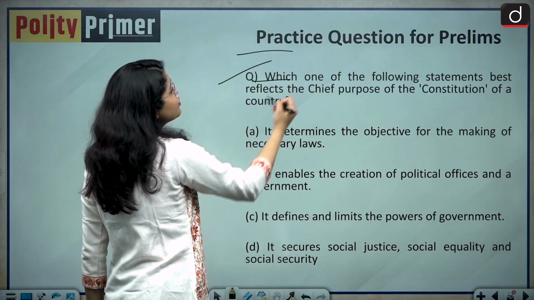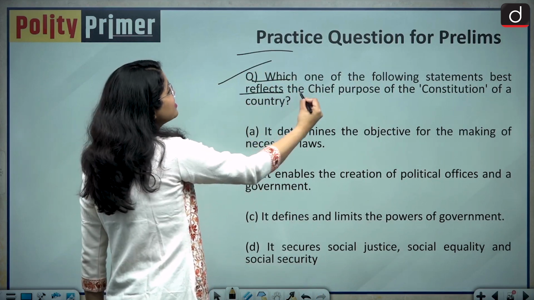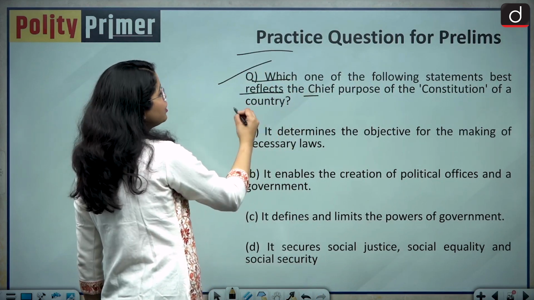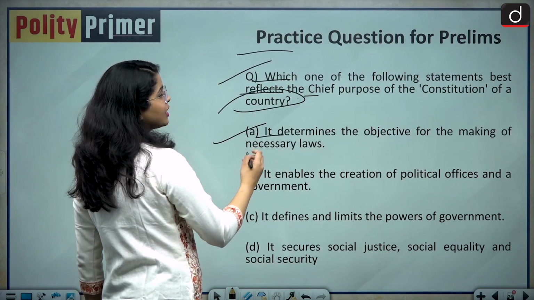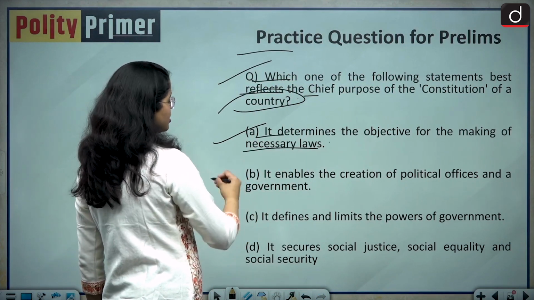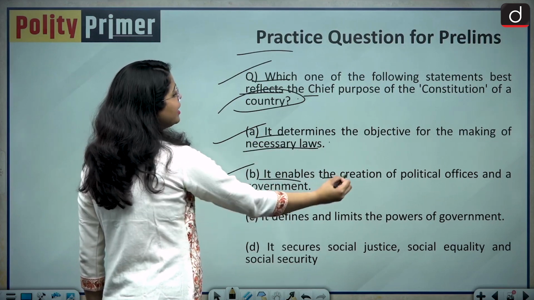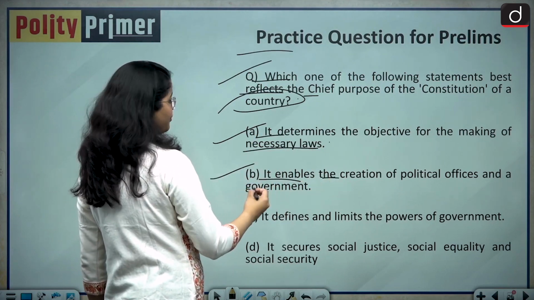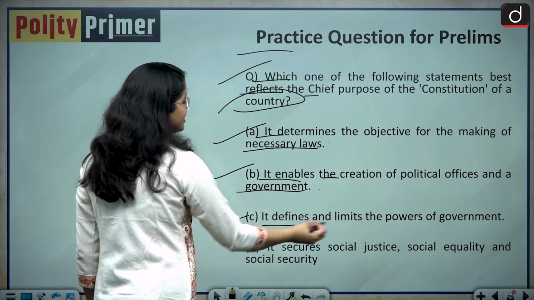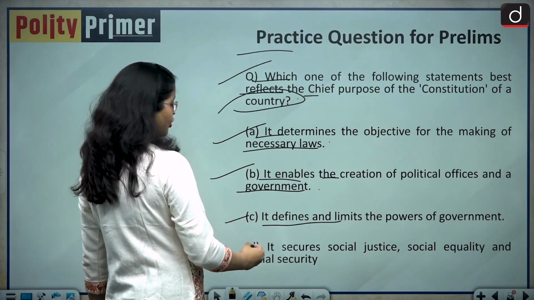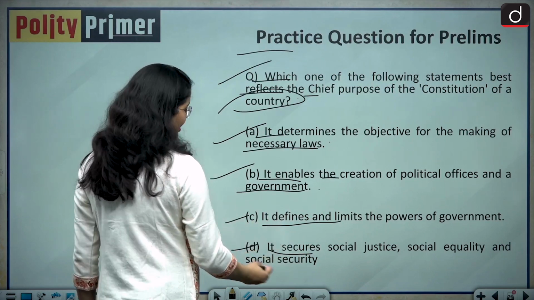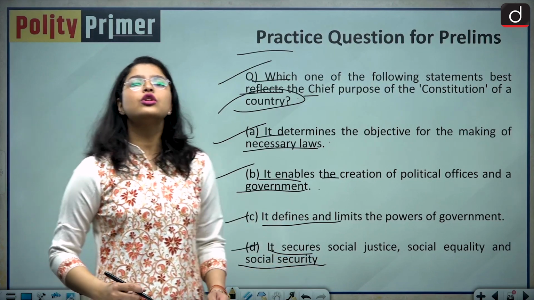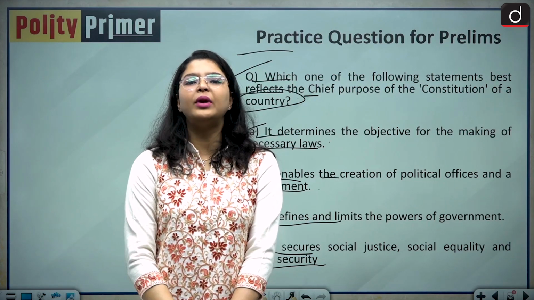The question is, which one of the following statements best reflects the chief purpose of the Constitution of a country? Option A, it determines the objective for the making of necessary laws. Option B, it enables the creation of political offices and a government. Option C, it defines and limits the power of government. And option D, it secures social justice, social equality and social security. So kindly drop your answer in the comment box below.